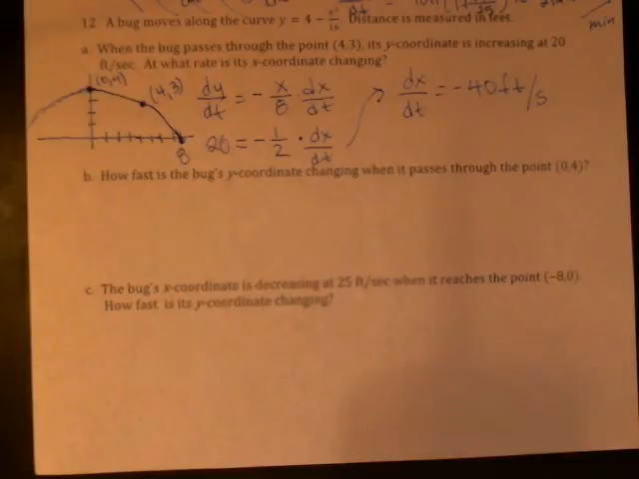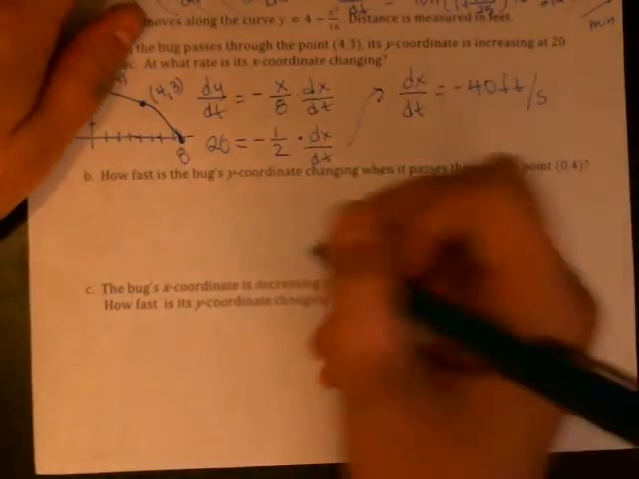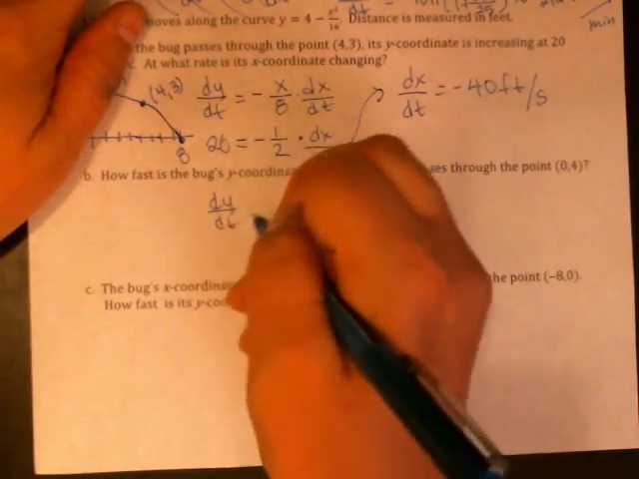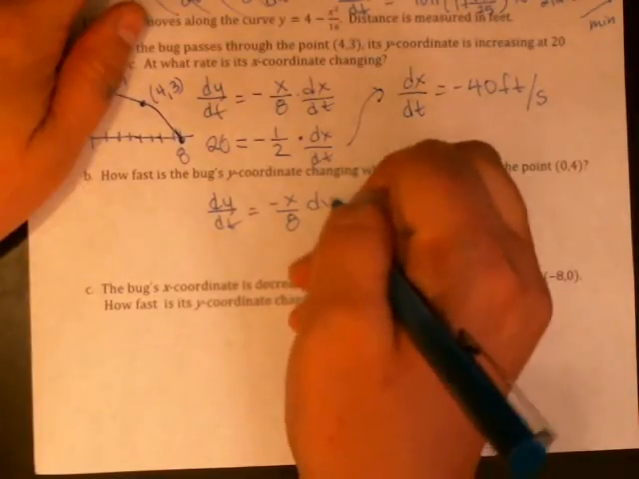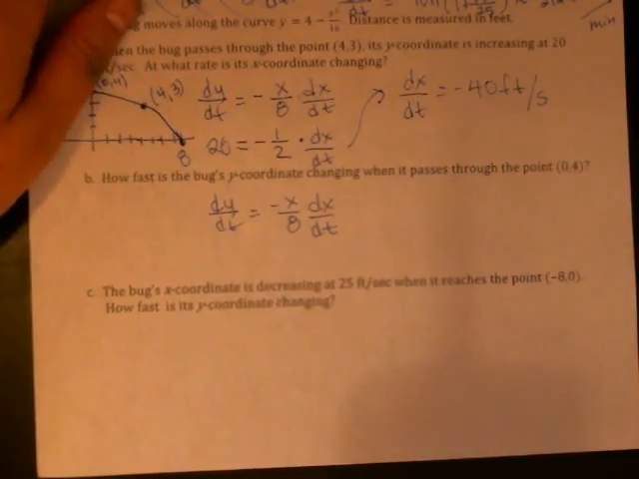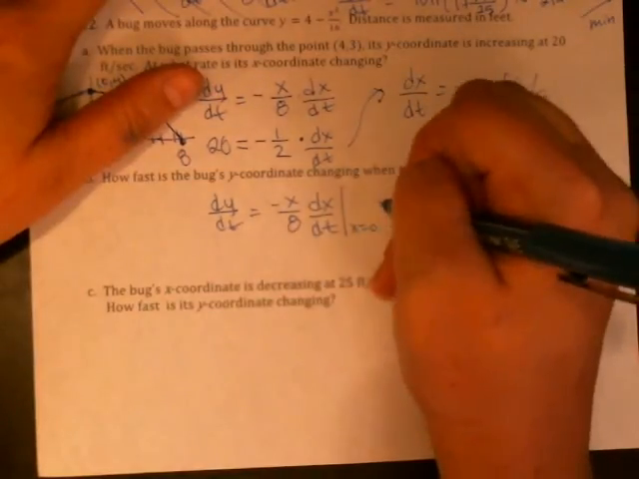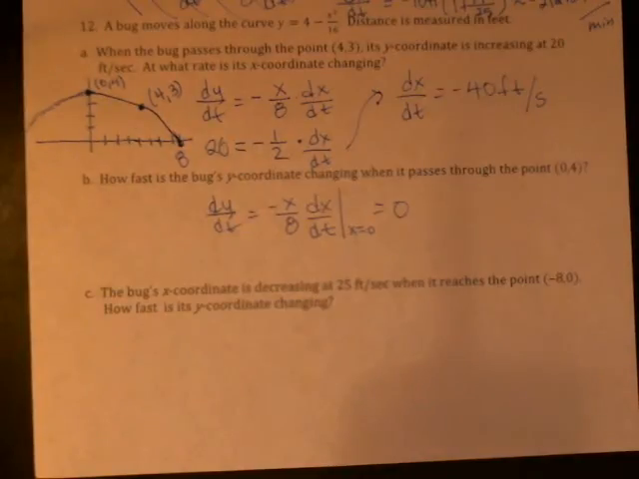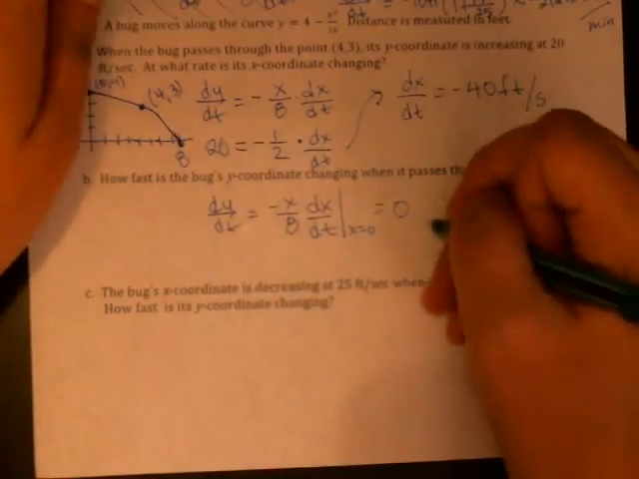Part B asks us how fast the y-coordinate is changing when it's passing through the point 0, 4. So we have this formula, dy dt equals negative x over 8 dx dt. We don't have to redo that. Nothing about that has changed, but the plugging in has changed. You were not given a dx dt, but you are given that x is 0 and y is 4. And notice, if you plug in x equals 0 here, you get 0. So right at the instant when it hits the vertex, its y-coordinate is not changing. And that's that same idea of like horizontal tangent line. So right there for one instant, its y-coordinate is not changing.